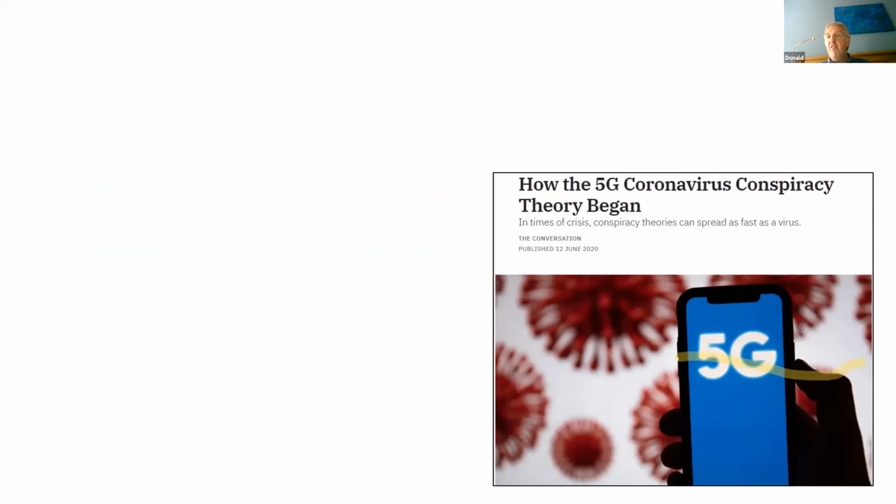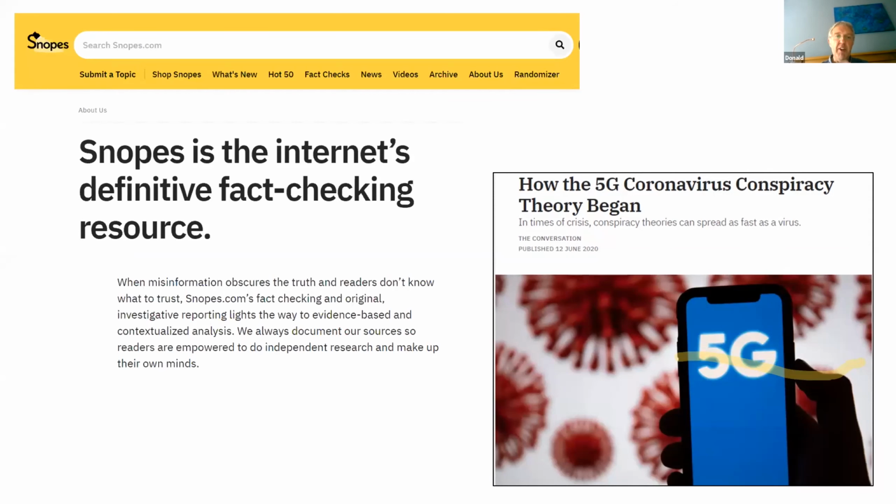The other one was 5G. So 5G is responsible for the mutations for coronavirus. Lots of this fake news. I would direct you to this website, Snopes. You can just search on anything that you're afraid of that may be fake news, and they will give you some solid information about it.